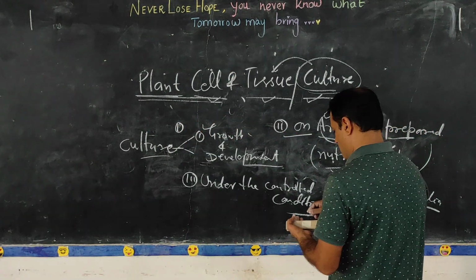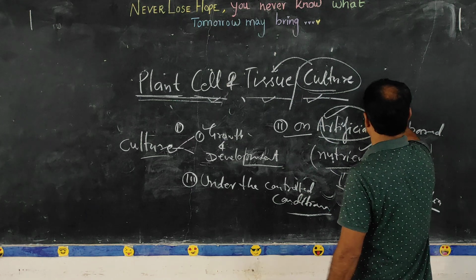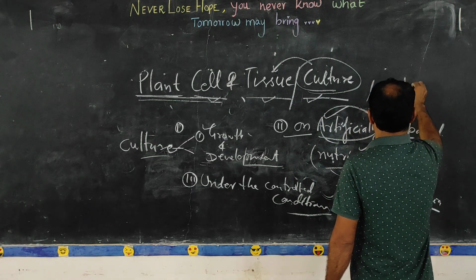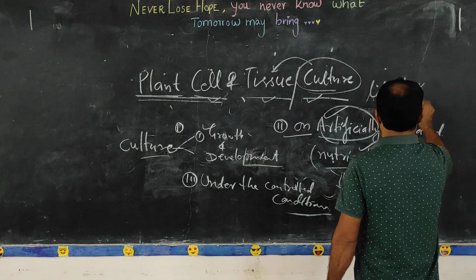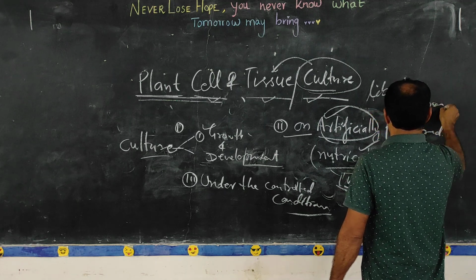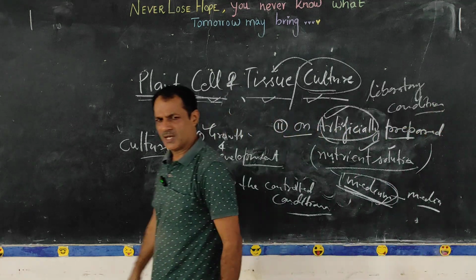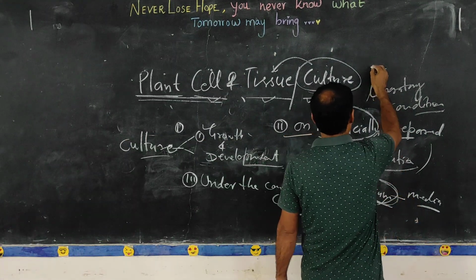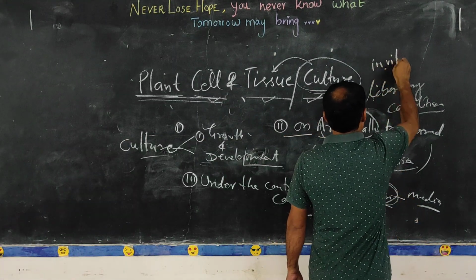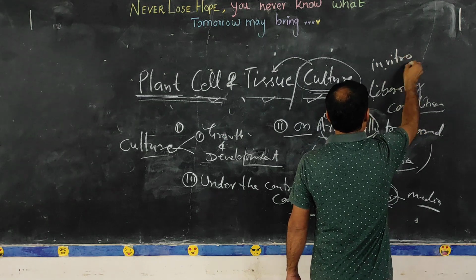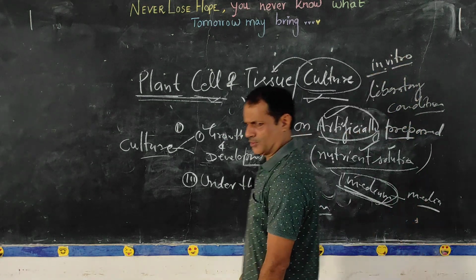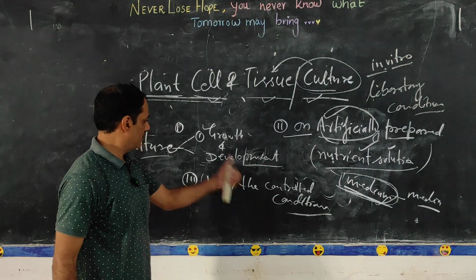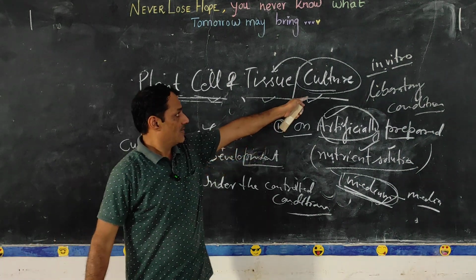Controlled conditions are also called laboratory conditions. Sometimes we also call these in vitro conditions. So, what is the third point? What are we discussing now? Culture.